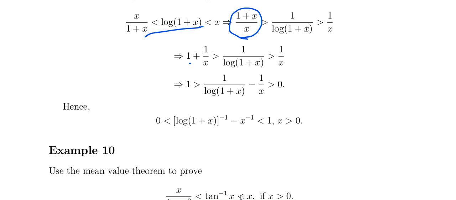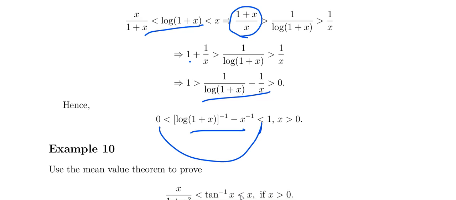So we can subtract 1 by x from everything. Subtracting 1 by x, 1 is greater than 1 by log of 1 plus x minus 1 by x, greater than 0. Am I correct? So this is the output. This is what they asked: (log(1 plus x))^-1 minus x^-1 always lies between 0 and 1.